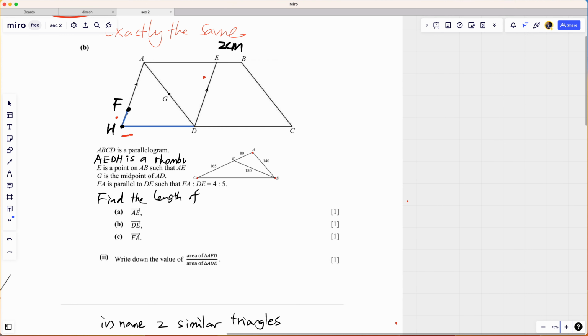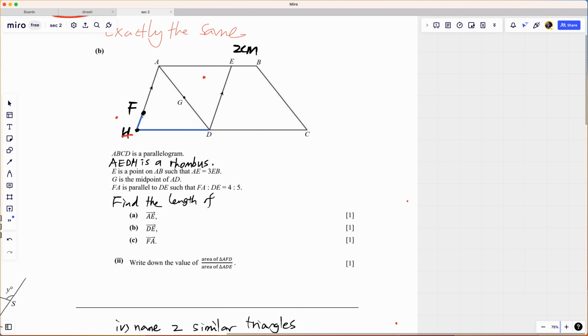Okay, first thing first. A, B, C, D is a parallelogram. Which one? A, B, C, D. This one is a parallelogram. So probably you can trace it out a little bit. Then they say AEDH is a rhombus. AEDH. So this one is a rhombus.